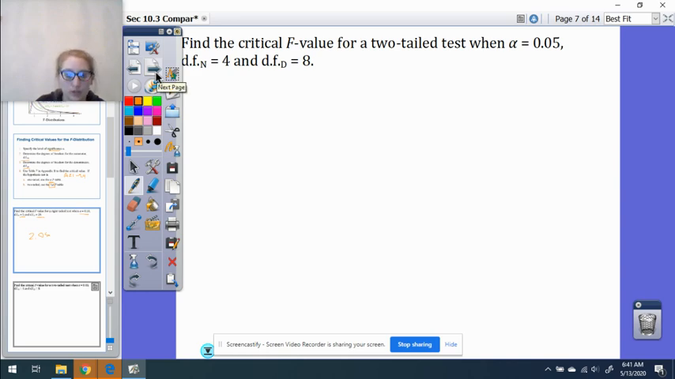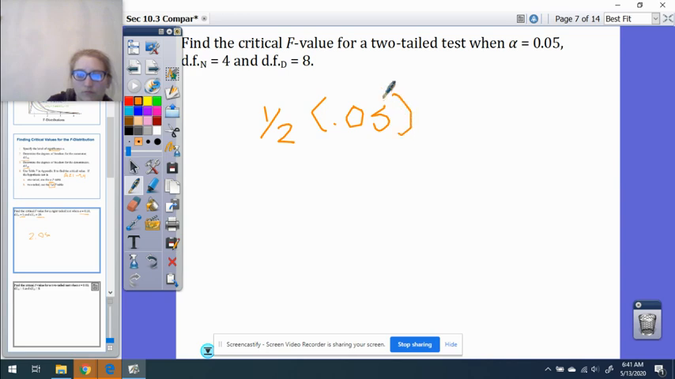Okay, so this one is a two-tailed test. So remember, when we're doing our two-tailed test, you need to cut your alpha level in half. All right, so that is going to give me 0.025. So I'm going to use the F table that has an alpha of 0.025. Again, I'm going to go over to 4 and then down to 8. And when I do that, I'm going to get 5.0.